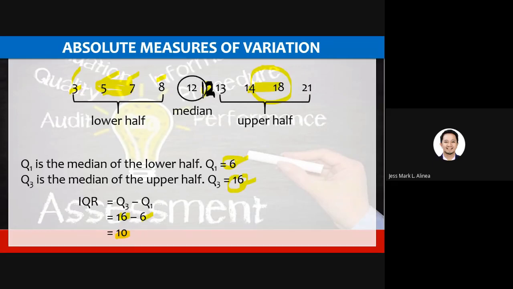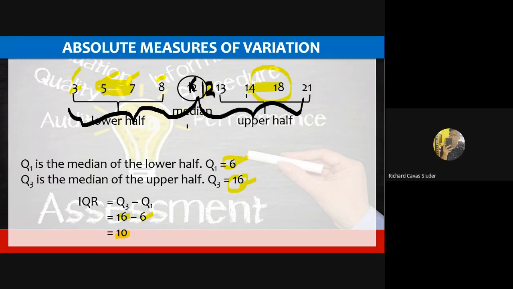Pag ganyan na, hatiin lang siya sa dalawa. 1, 2, 3, 4, 5. This now becomes your upper half. And 1, 2, 3, 4, 5. This is your lower half. Kapag odd, ihiwalay si median. Pero kapag naman siya even, kasama lahat ng numbers. Okay? So you get the median of this and the median of this and subtract it, then you've got your interquartile range. Naintindihan?